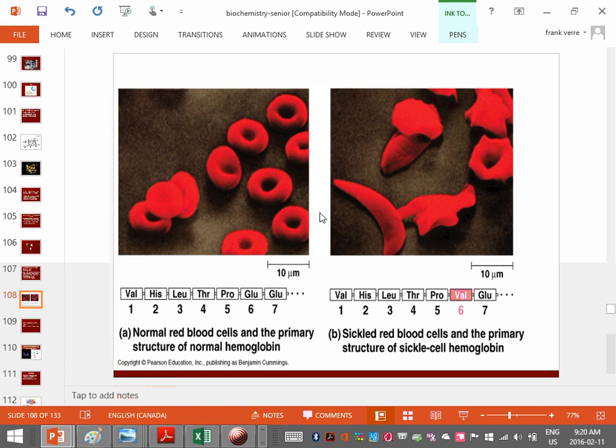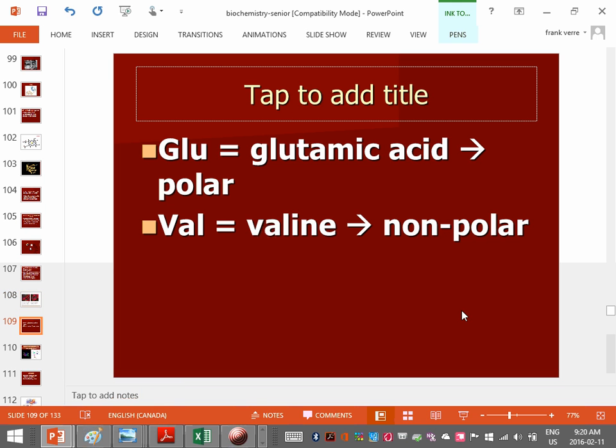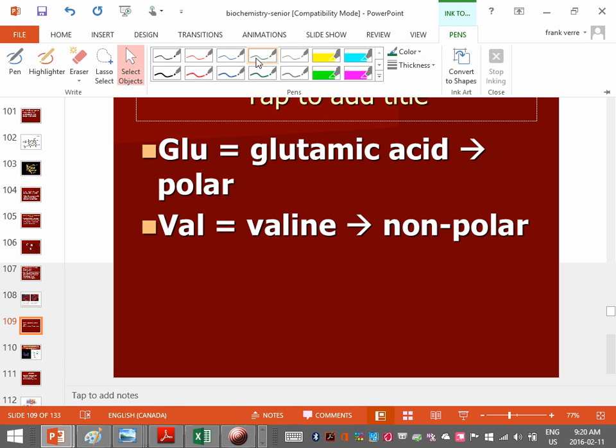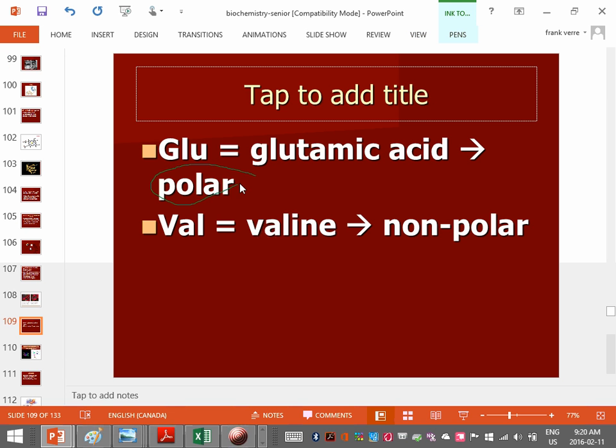Now, in sickle cell anemia, it comes down to one little mutation, and you can see it's highlighted here. The mutation is this amino acid over here is substituted for this one over here. Okay? And the thing is, sometimes you get a mutation, there's no effect. But in this case, there is an effect because the type of amino acid that you're changing has a different R group. Glutamic acid has an R group that is polar. Valine has an R group that is nonpolar.